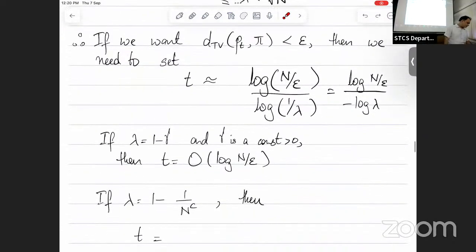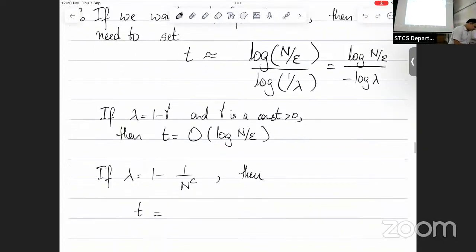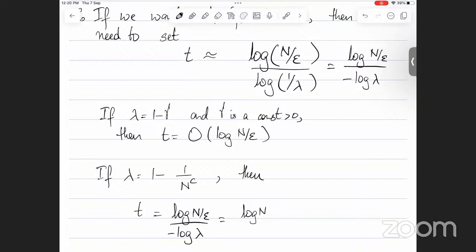Now let's look at the other scenario where, fine, you do have some spectral gap, but the gap is very small. So lambda just looks like 1 minus some inverse poly in n. Now I want to get a sense of what t should be in such a scenario. So let's again do this calculation. This is going to be like log n over epsilon divided by minus log lambda.